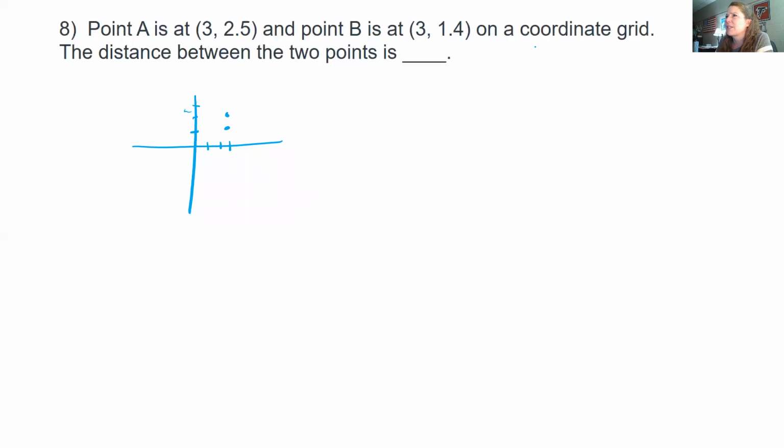well, the difference is going to be between 2.5 and 1.4, isn't it? So 5 minus 4 is 1. The distance between the 2 points is 1.1. That's the answer, because the 3's are the same, so we have to find the length. What is this distance? Well, we have to find the difference in these 2 numbers.